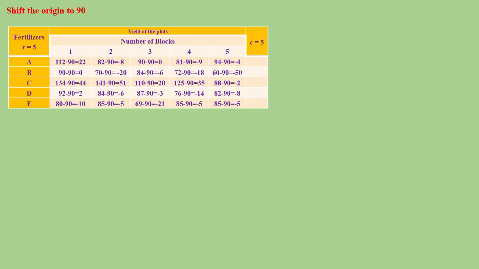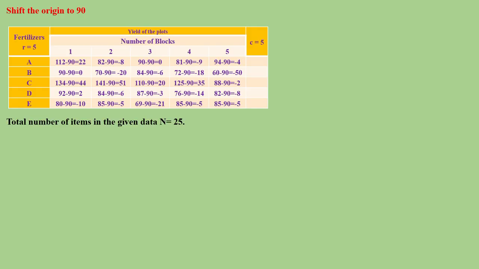All are equal. So shifting the origin to 90. Subtract 90 from each number of the previous data, so you will get new data. So 112 minus 90, 90 minus 90, 134 minus 90 in the first column, 92 minus 90, 80 minus 90, etc. We are going to use this new data for our analysis of variance, ANOVA.